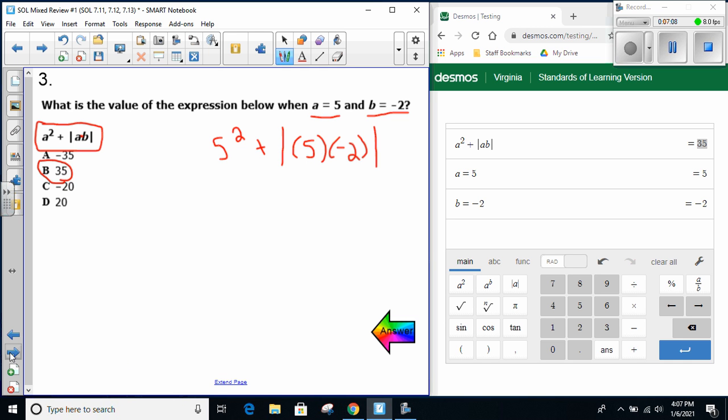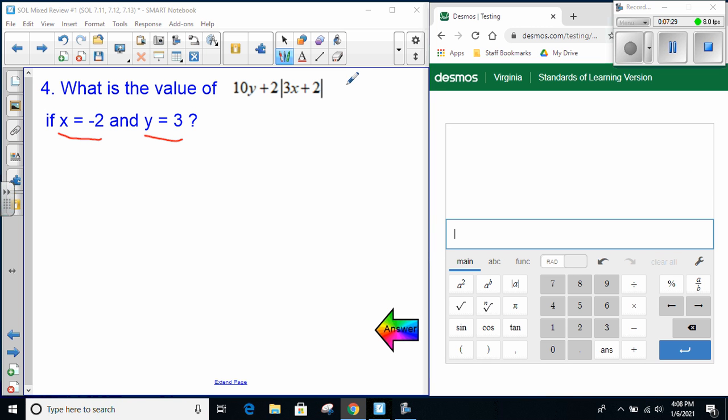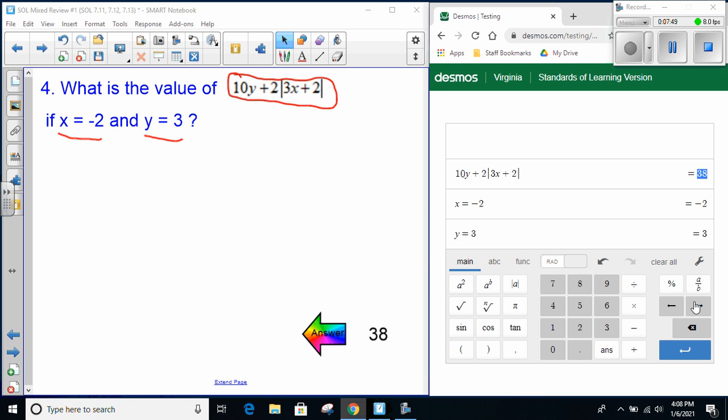So now you're going to solve number 4 on your own. Let's take a look. Number 4 says, what is the value of 10y plus 2 times the absolute value of 3x plus 2 if x equals -2 and y equals 3? So one more time, you're going to take this expression, type it into Desmos, and then tell Desmos that x equals -2 and y equals 3. So hopefully you got the answer is positive 38. You should have typed it into Desmos just like you see on my screen here.